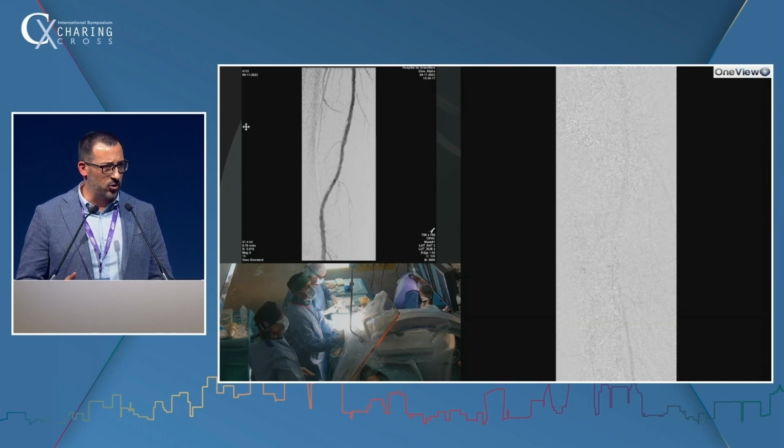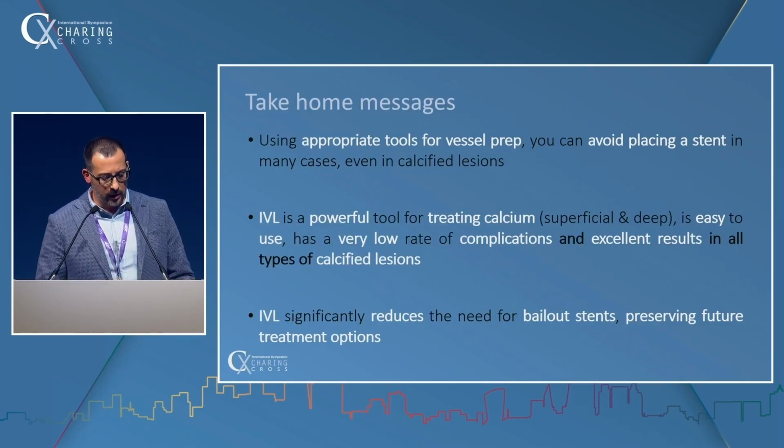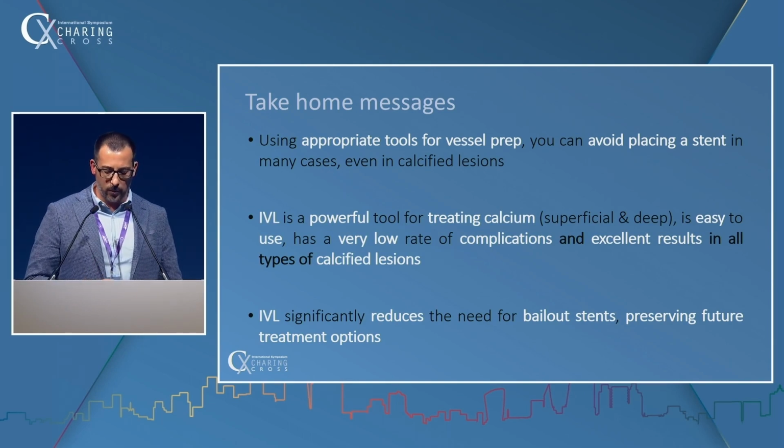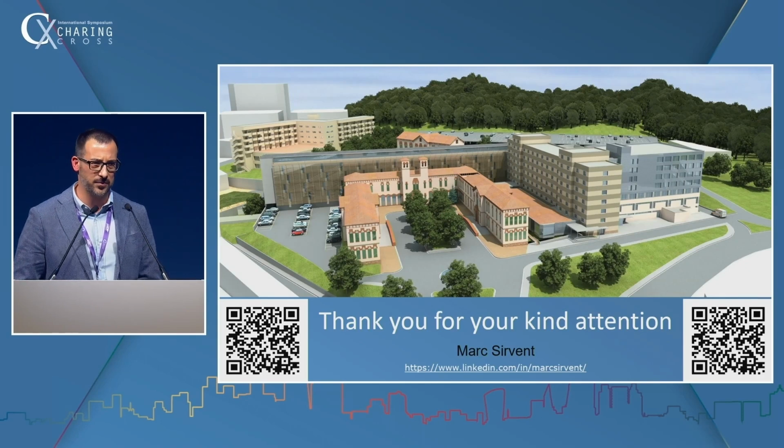The patient remains asymptomatic 6 months later. And to conclude, ladies and gentlemen, using appropriate tools for vessel prep, you can avoid placing a stent in many cases, even in calcified lesions. IVL is a powerful tool for treating calcium, superficial and deep. It's easy to use, has a very low rate of complications and excellent results in all types of calcified lesions. And IVL significantly reduces the need for bailout stenting, preserving future treatment options. Thank you very much for your attention.